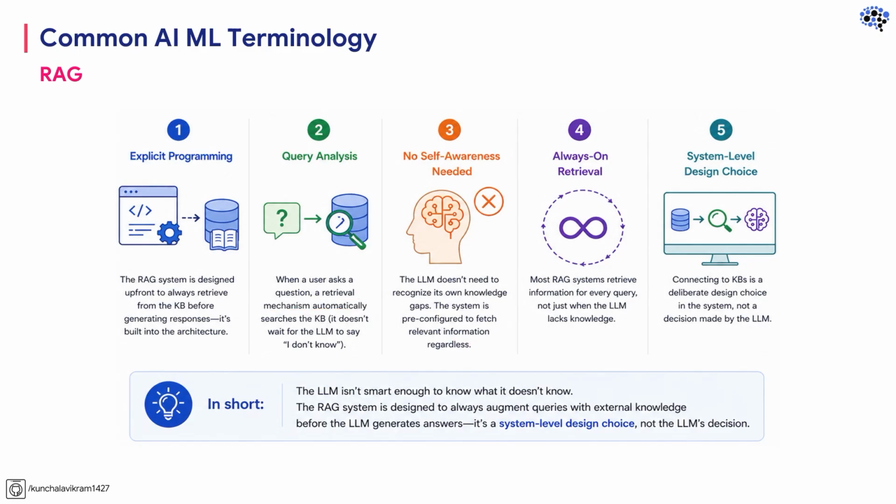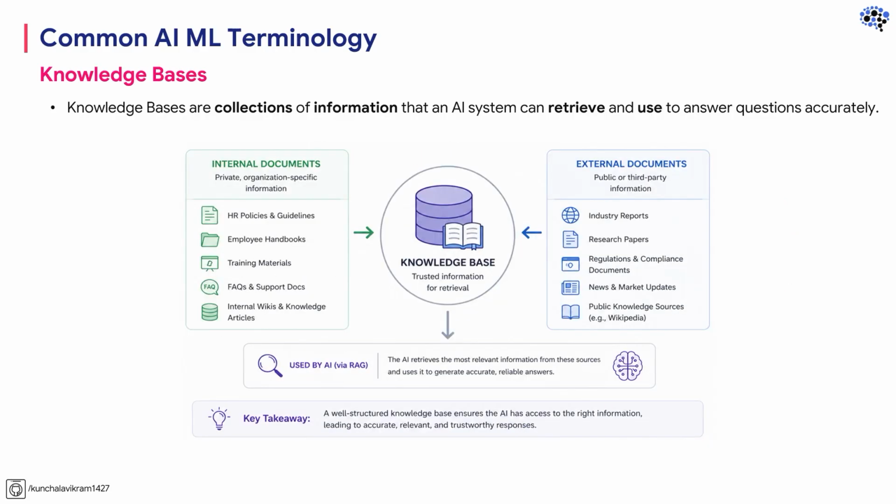The RAG process happens before the LLM even gets the question. So it is always-on retrieval. For every question, you always retrieve the information from the knowledge bases before the LLM even answers your question. That retrieved context is sent to the LLM with the original query to get the final response. So this is not done by the LLM. This is explicit programming that we do.